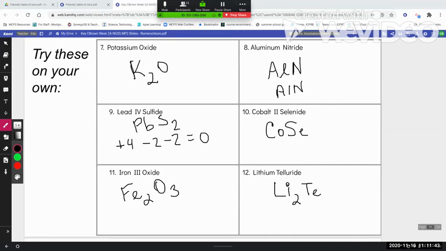So, and if you need this one, iron's a +3. So when you put 2 of them together, you get a +6. Oxygen's a -2. So we need 3 of them so that you end up with +6 -6 equals 0. Okay.